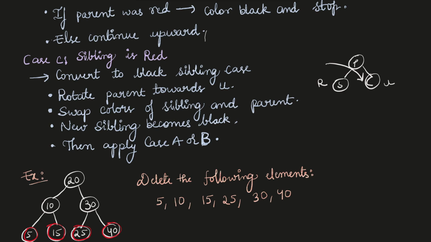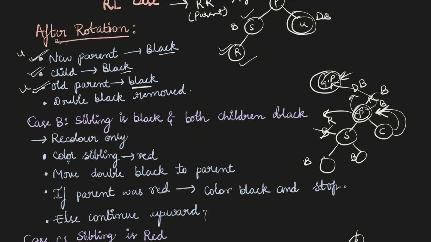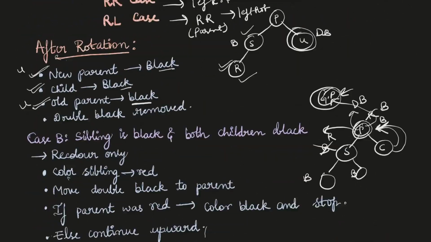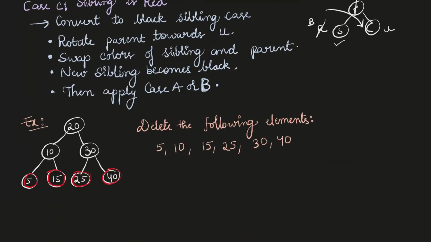Okay. After that you need to swap colors of the sibling and parent. So this is the sibling. You will change it to black, and the parent color, if it was black then it will change to red. If it was red it will change to black. And then now the new sibling becomes black. Then you need to apply case A or B where the siblings are black in color. Okay.